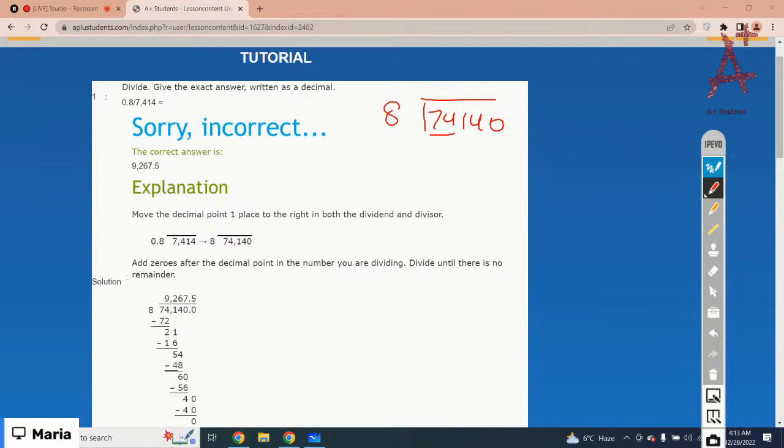So it would be 8 times 2 is 16, 8 times 3 is 24, 8 times 4 is 32, 8 times 5 is 40, 8 times 6 is 48, 8 times 7 is 56, 8 times 8 is 64, and 8 times 9 is 72. We can go for 8 times 9. 74, take away 72 is 2. Write the next digit down. You have 21.